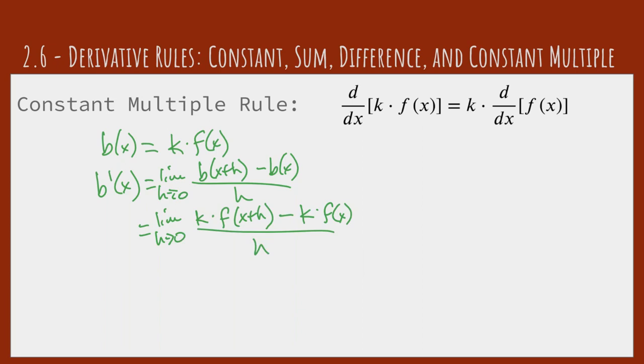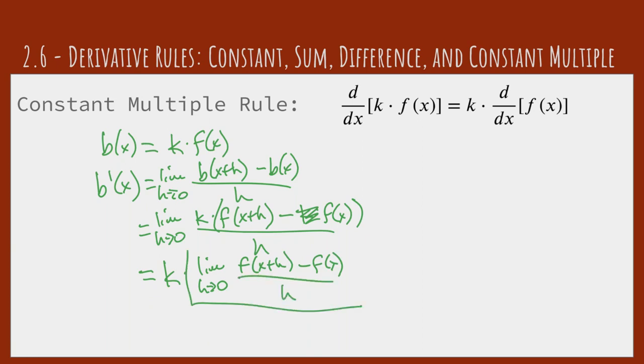We can factor that k out. So I'm going to save a step here. I'm going to do that in this step. And then there's a constant multiple rule for limits, if you remember when we were talking about limits, that says that we can basically take this k outside the limit. So this is equal to k times the limit as h approaches 0 of f of x plus h minus f of x all over h. And you might notice that this right here is the derivative of f. So this is k times f prime of x.